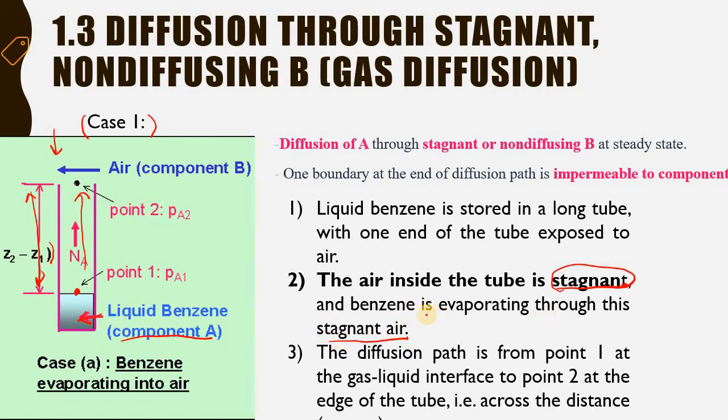So the air is stagnant. The diffusion path is from point 1 to point 2 across the distance Z2 minus Z1. So this is what we call diffusion through stagnant non-diffusing B. The non-diffusing B here is referring to the air, and the diffusing component is the benzene.